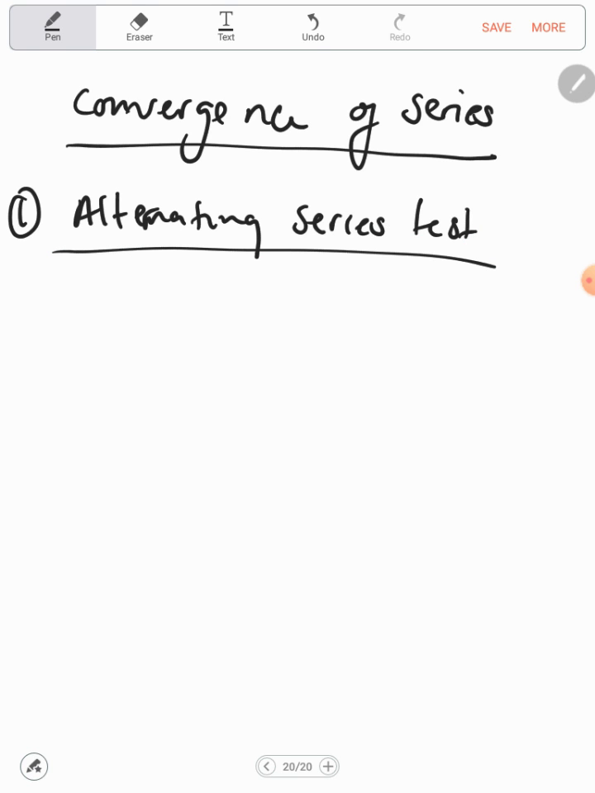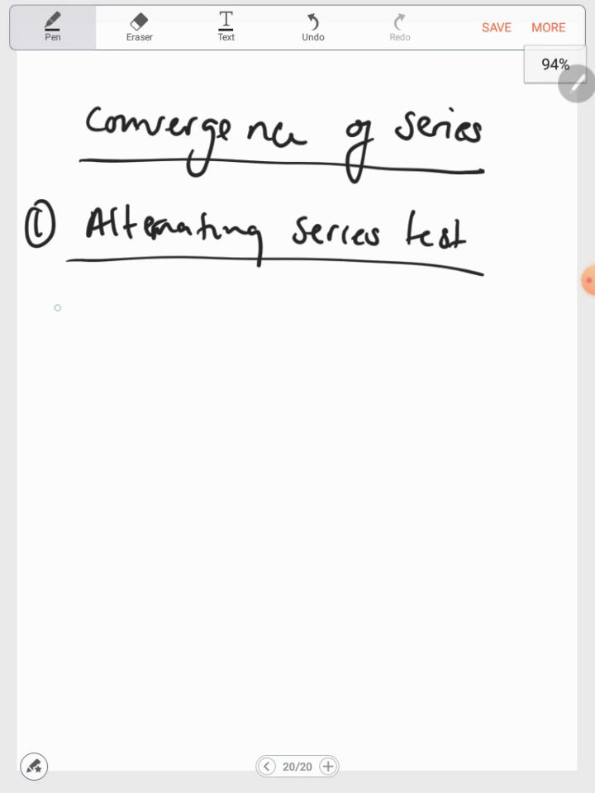Okay, so before we look at an alternating series test, we just have to remember that an alternating series is a series whose terms alternate between positive and negative. Okay, a series, say maybe this one, let me write it in summation form.